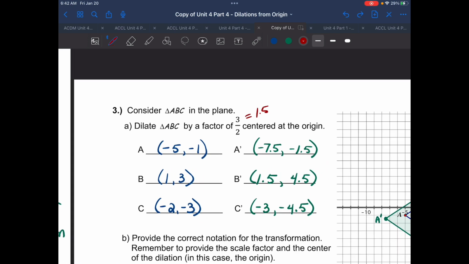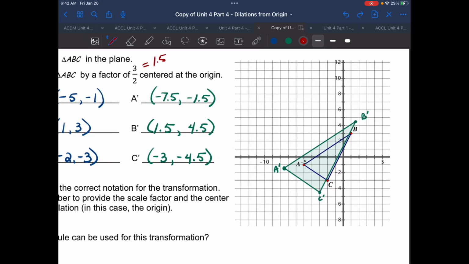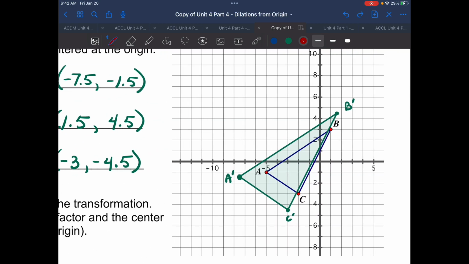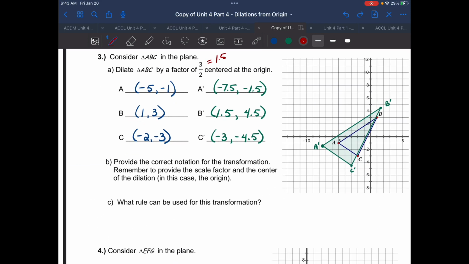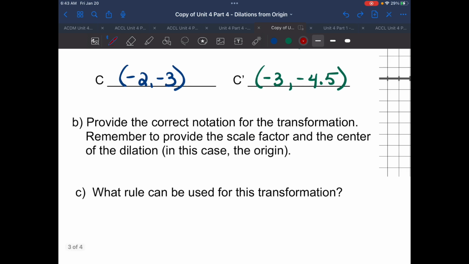All right, let me back out, and let's just take a quick look at our picture. So this diagram shows that ABC is now becoming 1.5 times larger, right? Not much, but it's getting, for example, B is getting pushed out from the origin. A is getting pushed out from the origin. So when it's an expansion, when it's getting bigger, the numbers are going to be getting pushed away from the origin, right? Your center of dilation.